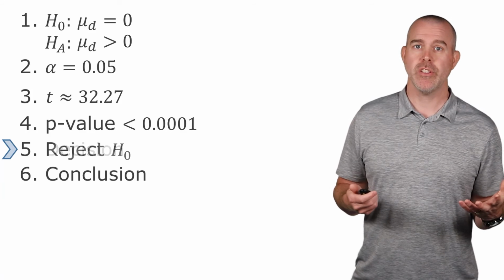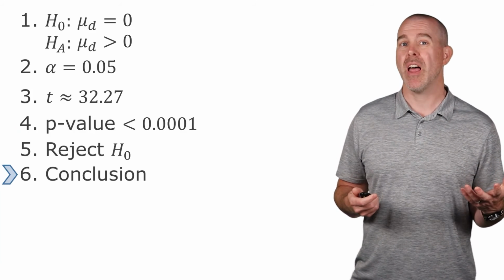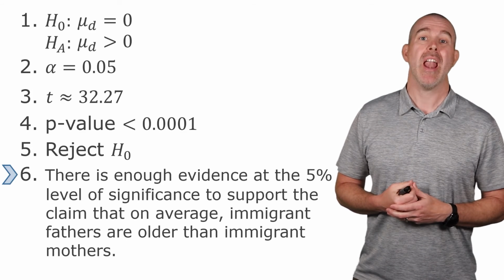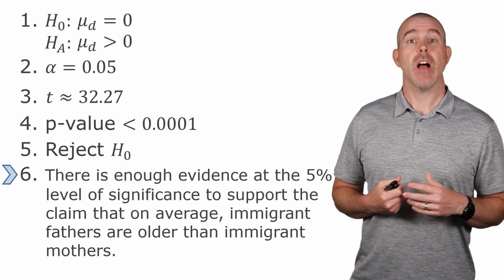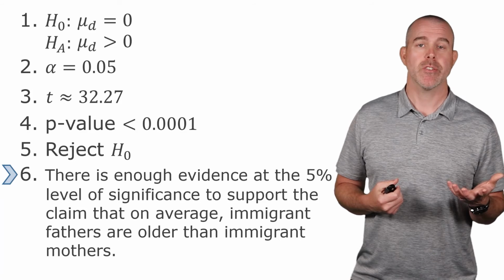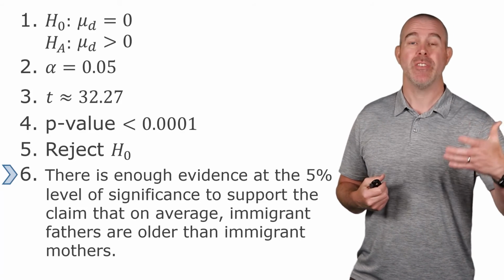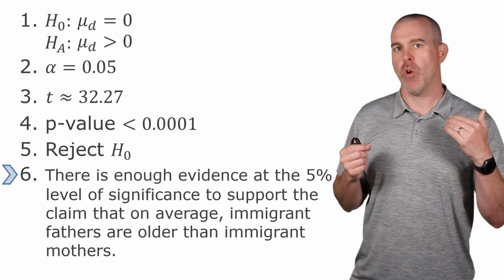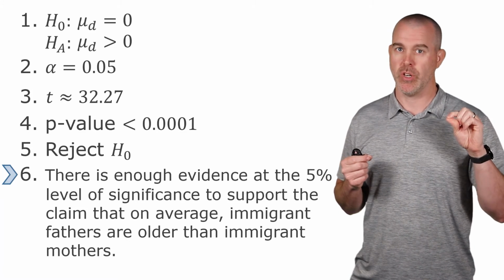So our decision here will be to reject the null hypothesis. In our conclusion, there is enough evidence to say that on average, the immigrant fathers are older than immigrant mothers, right? Because we got a positive difference. That's what I mean about clearly defining your difference so you know how to interpret and state this conclusion correctly here. Just like with comparing independent populations, we can do this same analysis with confidence intervals.